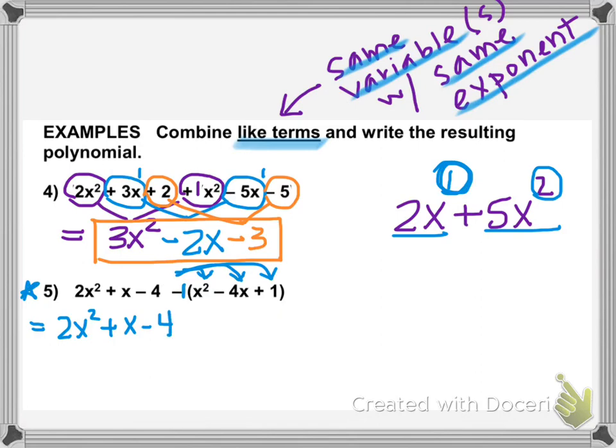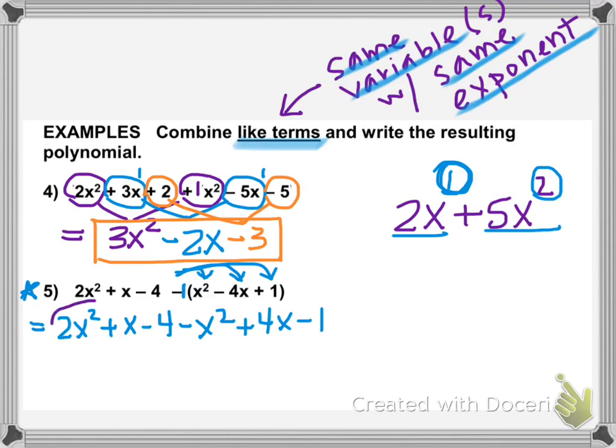Remember, you're just multiplying. When you multiply by a negative, you're just changing the sign of the term. So negative 1 times x squared is negative x squared. Negative 1 times negative 4x is positive 4x. And negative 1 times positive 1 is negative 1. All right, now let's see if we have any like terms.